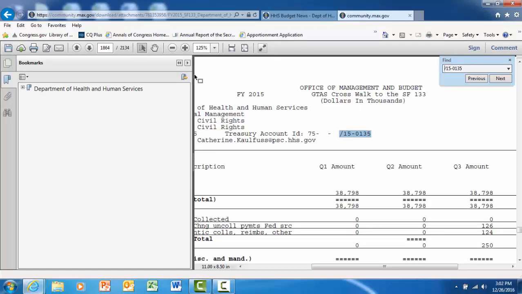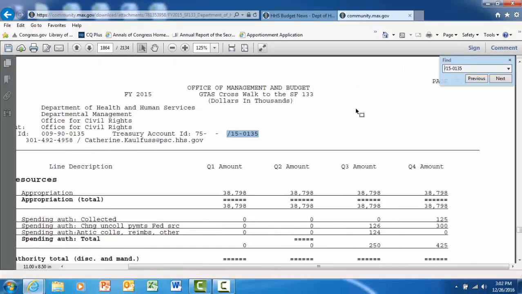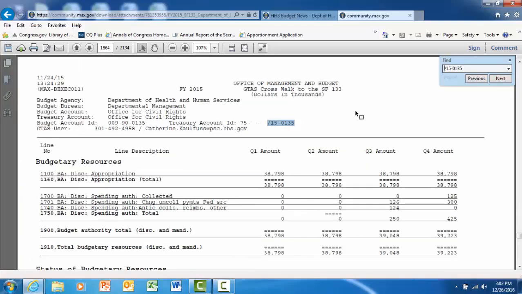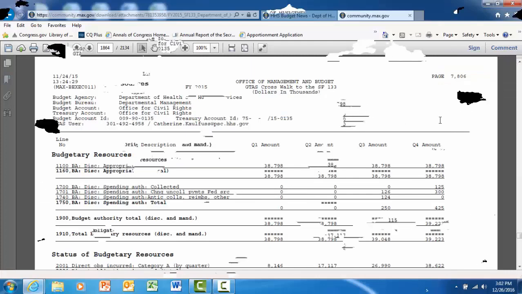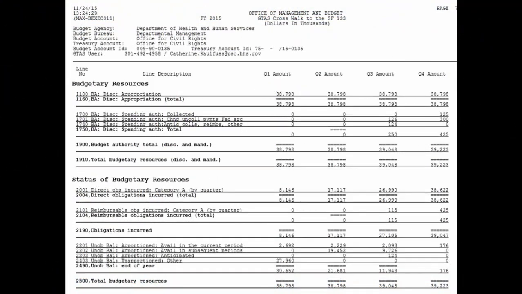Now what you want to do is close this part of the screen and make the form fit your screen. And there we have it. Okay, here's a better look at the Office for Civil Rights SF133 for fiscal year 2015.